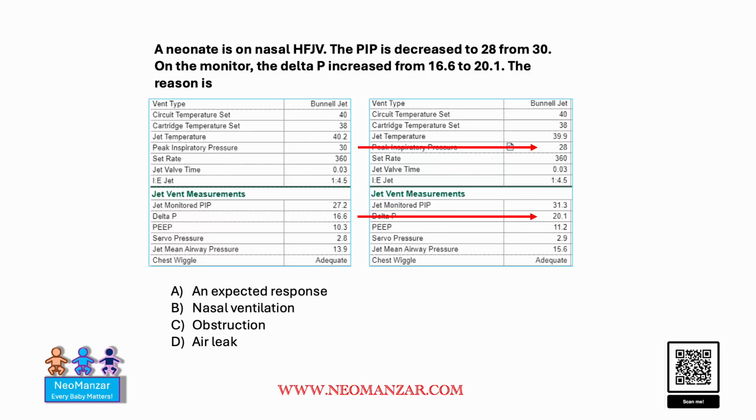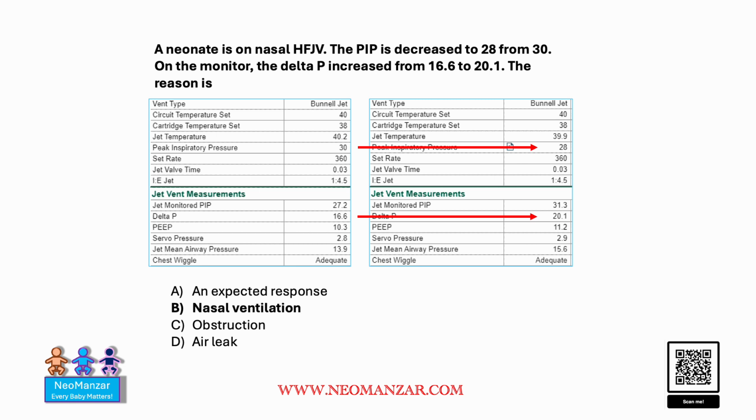So a neonate is on nasal high frequency jet ventilator. The peak inspiratory pressure is decreased to 28 from 30 as shown in the insert picture. On the monitor, the delta P increased from 16.6 to 20.1 as shown. The possible reason could be... pause the slide, zoom the pictures. What do you guys think is the possible reason?